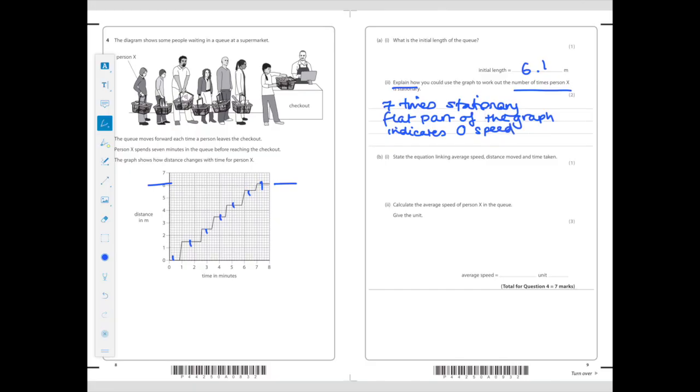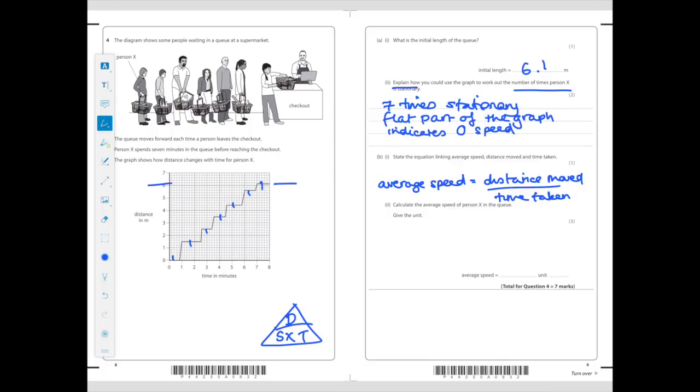State the equation linking average speed, distance moved and time taken. So, out of the way, I'm going to write my formula triangle, D S T. So therefore average speed equals, cover the S, distance moved over time taken.